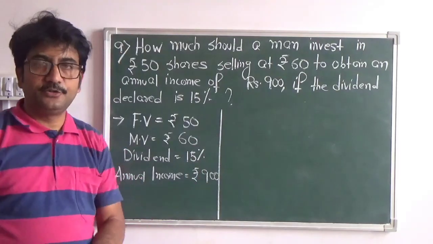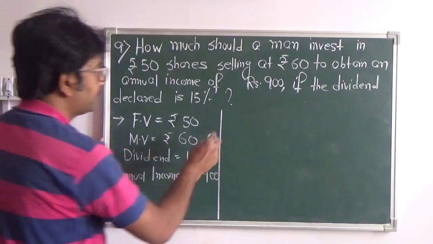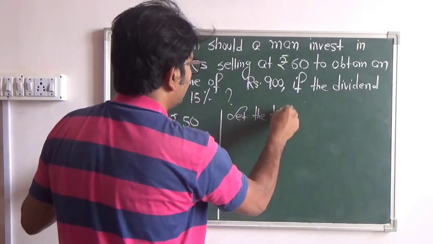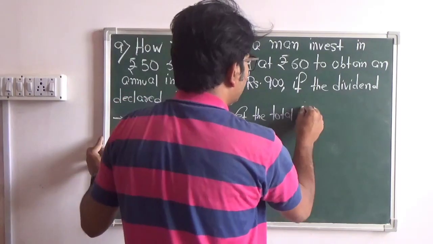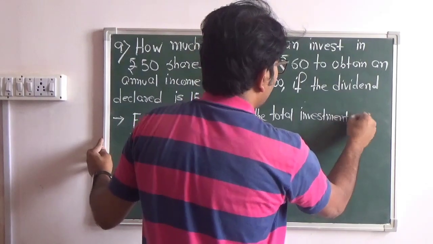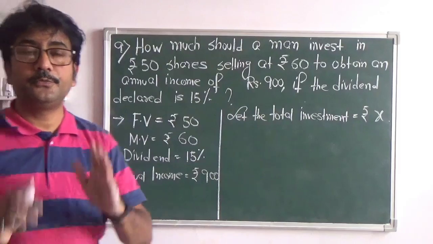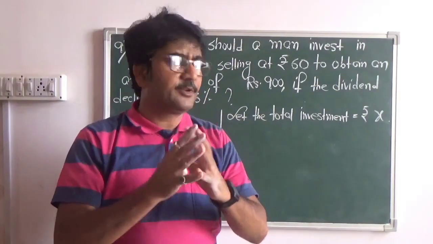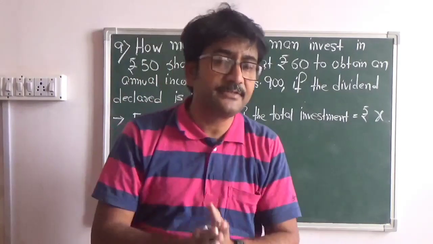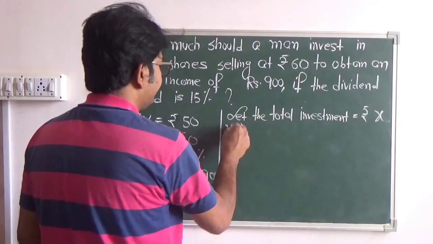So now what you can assume, if you assume that the total investment is rupees X. So let's assume the total investment be equals to rupees X. So this is the total investment. Now how do you find the number of shares? The number of shares is total investment divided, it means total market value divided by the market value of 1 share.